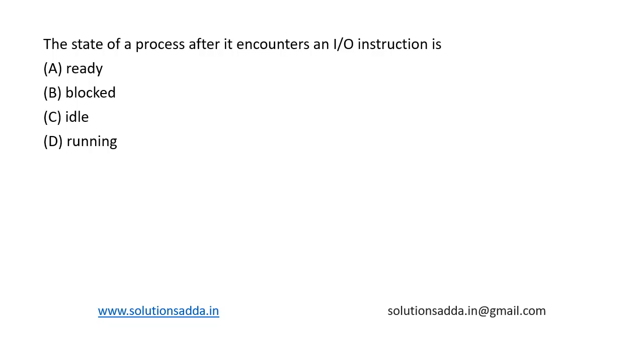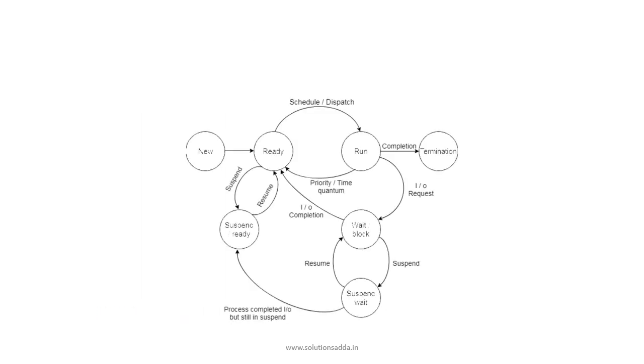The state of a process after it encounters an IO instruction is, and 4 options are given. So using the process state diagram, let's try to find out the answer. Whenever a process is just created, it is kept in the ready queue. Now when it starts execution, it is in the running state. Once in running state, as it starts to perform an IO operation, it moves into the wait or blocked state. So this is our answer. That is, whenever the process requests for an IO operation, it is moved into the wait or blocked state.